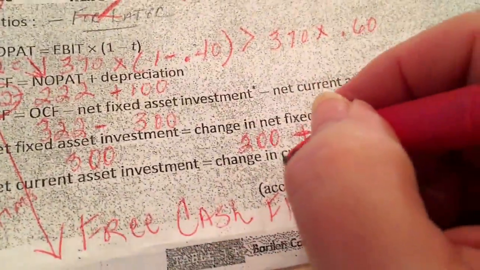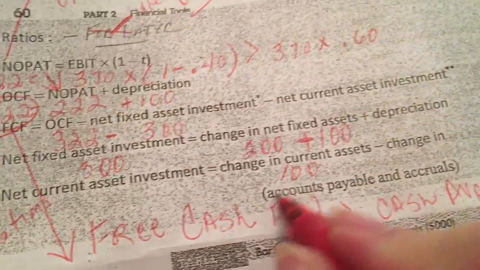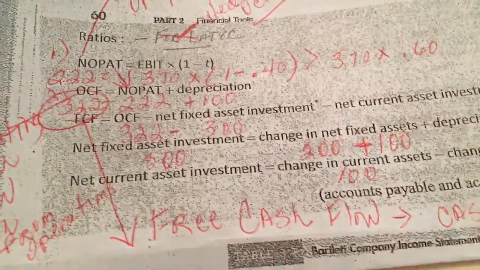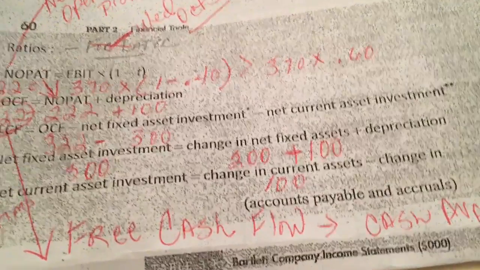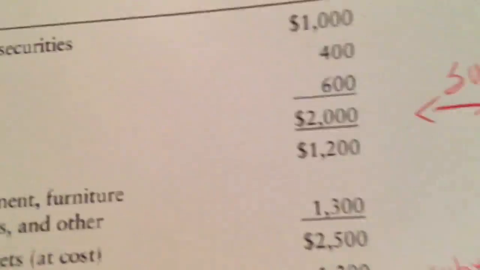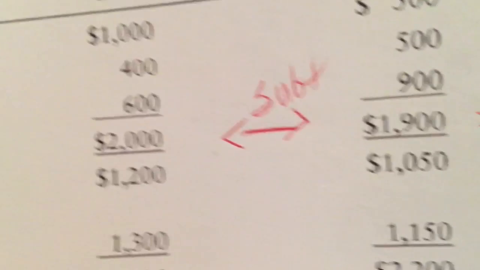So you have 100 for the change in current assets, and I showed you how to get that. Go to your current asset line. Again, here it is. 2,000 minus 1,900. That's for Baker. Okay.